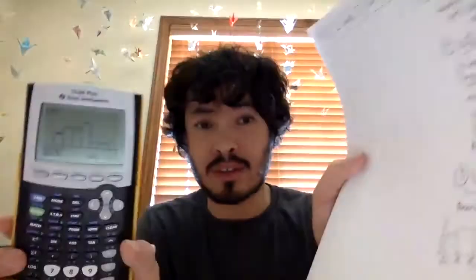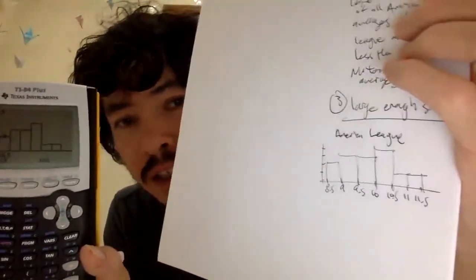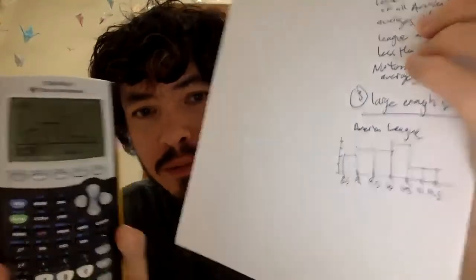That's unimodal symmetric enough. All right, so there we go. I'll show you that. That's my American League. Okay. National League, here we go.